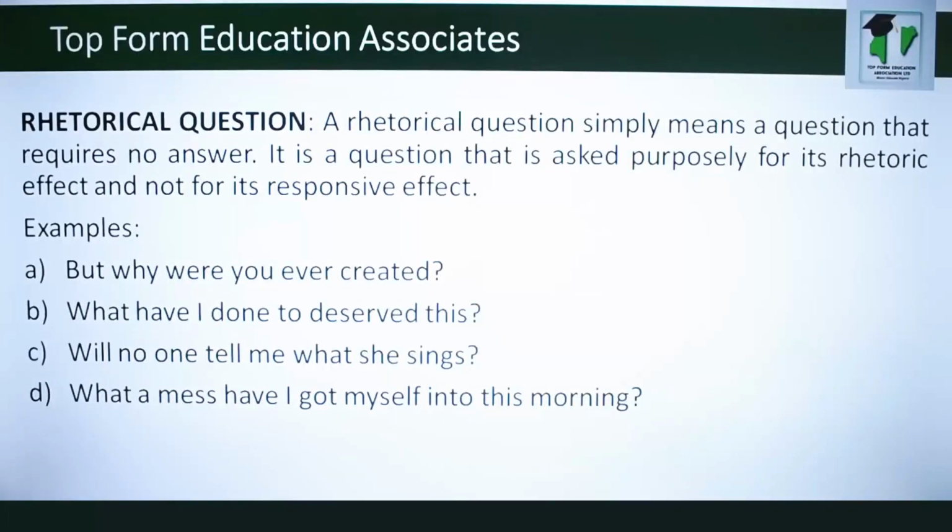All right, the next is what we called rhetorical question. Of course, by the time you are about to write your WAEC, your teachers revising with you are going to drill you more on what we mean by rhetorical question. But for the purposes of the internal examination, listen carefully here. You need to know what rhetorical questions are all about. And what do we mean by that?